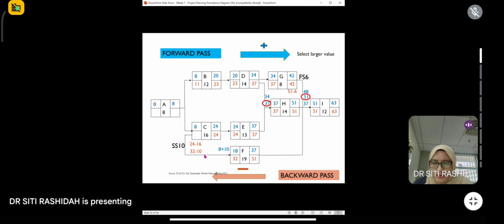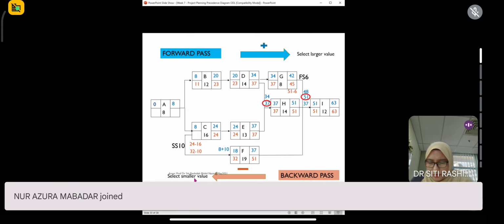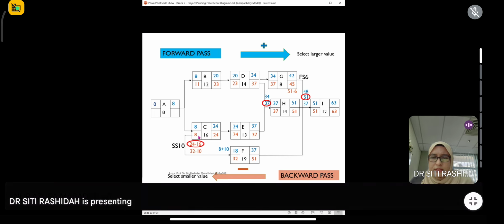So 32 minus 10. So, kita nak ambil apa? 24 minus 16 atau 32 minus 10? Siapa tahu? Nak ambil yang mana satu? 24 minus 16. Yes. Kenapa kita ambil 24 minus 16? Sebab you need to take the smaller value when you do backward pass. Okay, sebab tu you ambil 24 minus 16 which is 8.